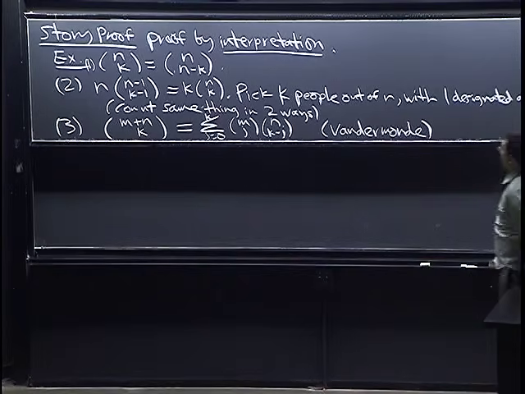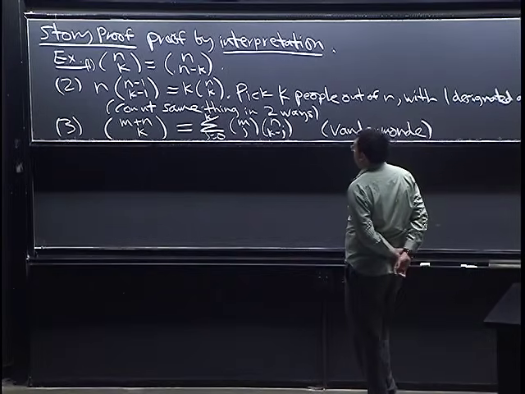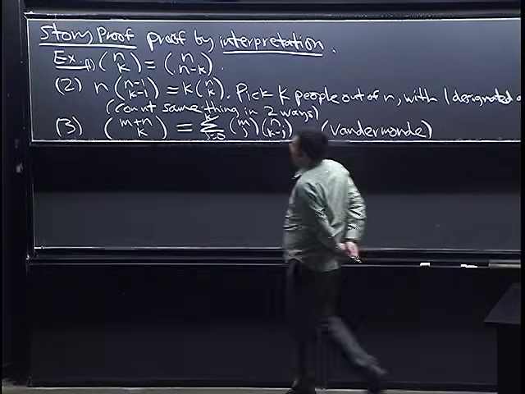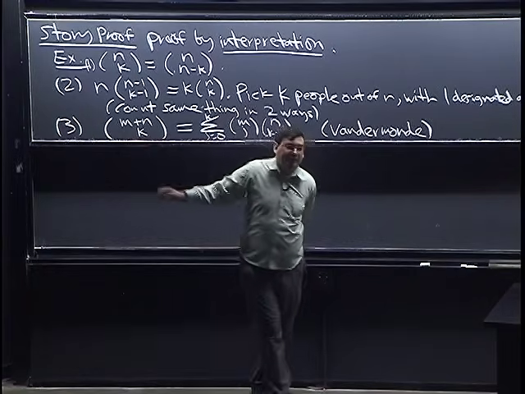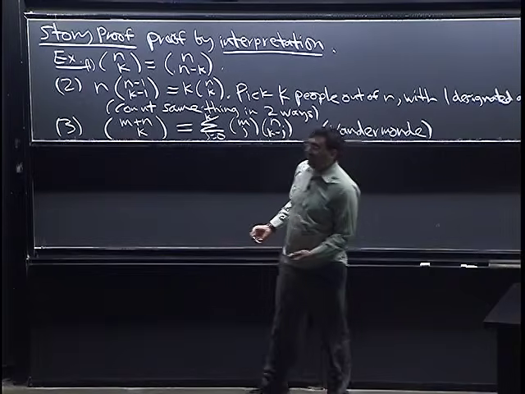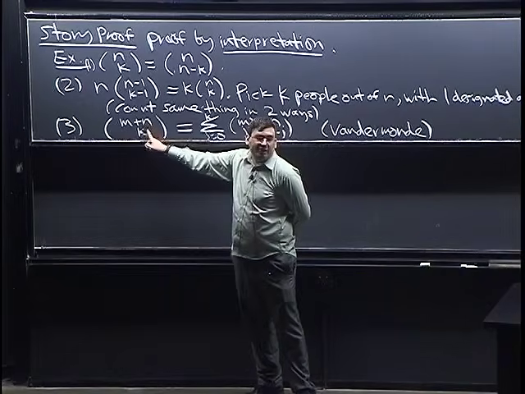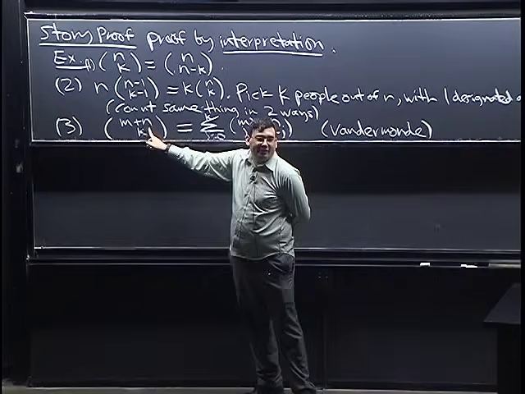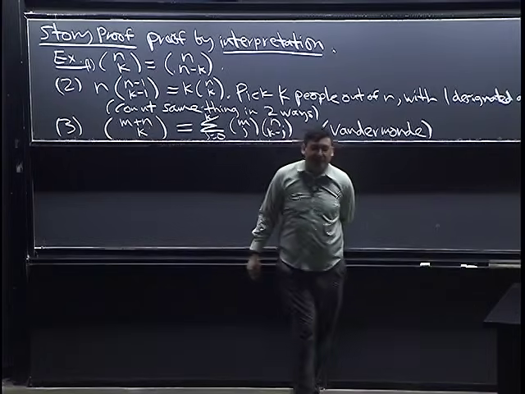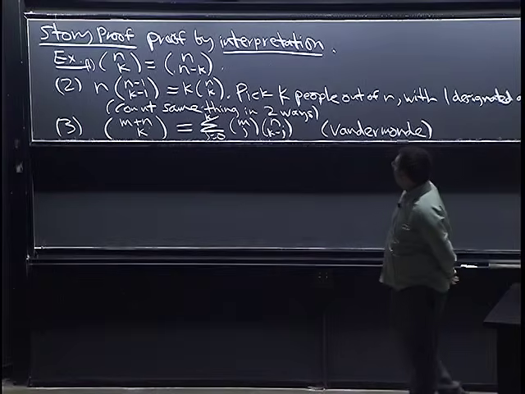So let's prove this using a story. Here, again, it's very helpful that this is self-annotating. You don't have to be that smart to think of, well, this says m plus n choose k, so I'm going to think about picking k people out of m plus n. That's what it says to do, right? So that's what I'm going to do. I'm going to pick k out of m plus n.